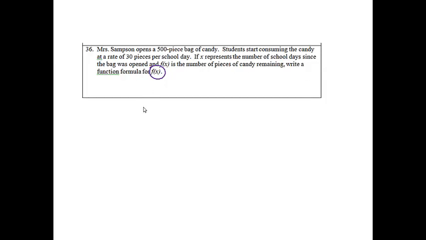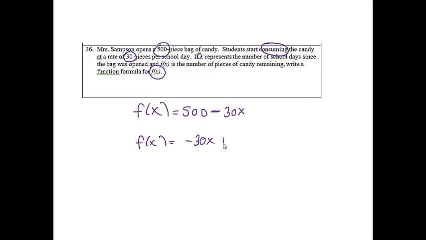So we want a formula for f of x. So we're going to write f of x equals, I like to on this one put what we started with. We started with 500, so I'm going to put 500. And then since they're consuming the candy, instead of adding an amount, we're going to subtract an amount, and they're eating 30 pieces per day, and x is the number of days. So it's going to be minus 30x. Some people like to write it like this, where the slope is -30x plus b, which is my starting amount of 500. Either one of those would be the correct equation.